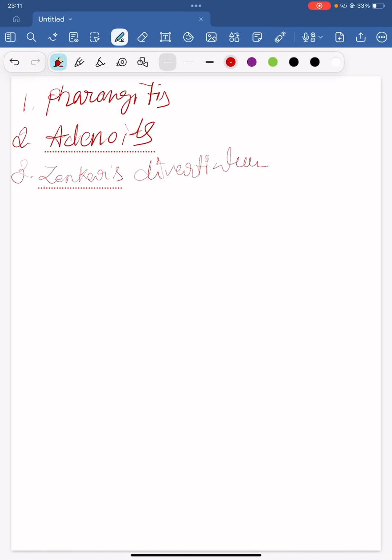So there is pharyngitis. Here you can see pharyngitis as a clinical aspect. It is the inflammation of the pharynx. Adenoids are the pathological enlargement of the nasopharyngeal tonsil present in the nasopharynx. Then there is pharyngeal diverticulum or Zenker's diverticulum.